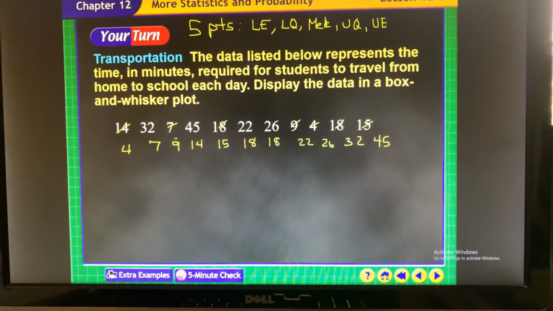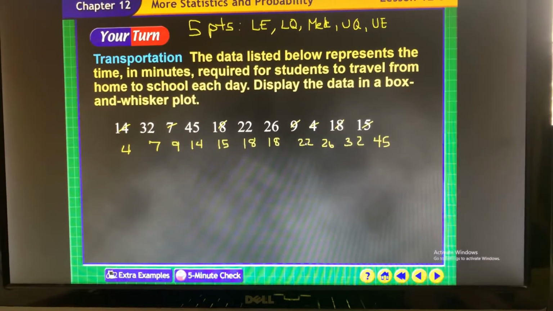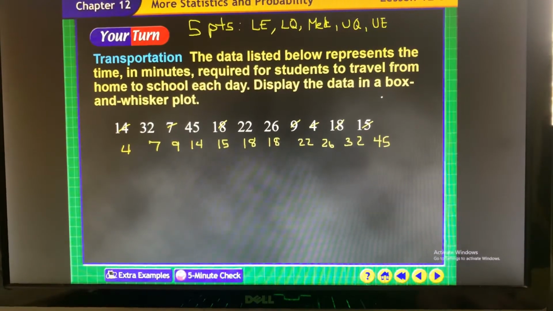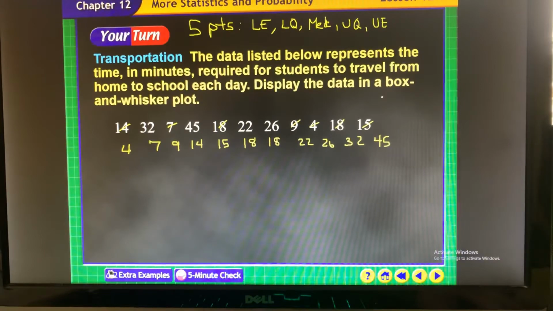So I have 1, 2, 3, 4, 5, 6, 7, 8, 9, 10, 11 pieces of data. That means there's only one in the middle. Take 1 away from 11 is 10. Divide 10 in half. So the fifth number, 1, 2, 3, 4, 5, here's your median. Box that in. That's your first point. Then I need to find my lower quartile, which is the middle. So right here, that's your lower quartile, and then your upper quartile.